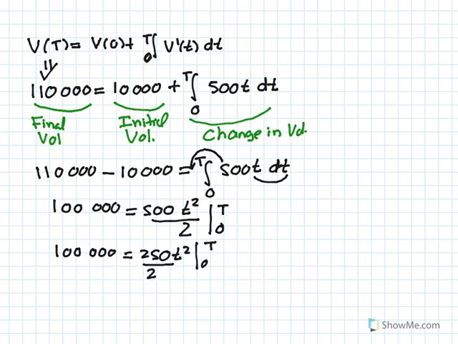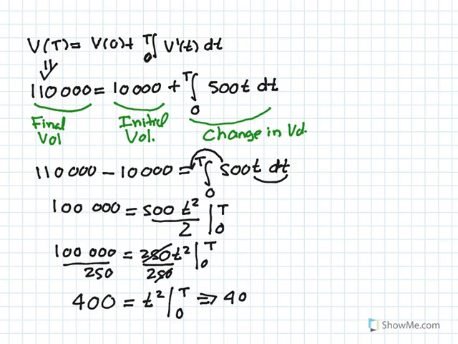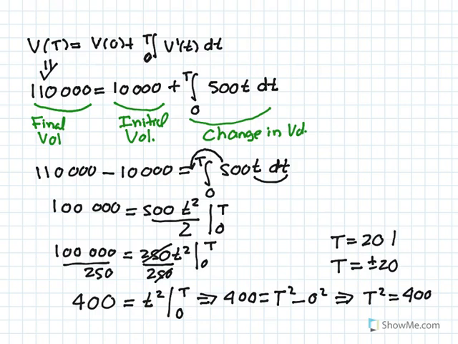Let's divide both sides by 250. The left-hand side will be 400, and the 250 will cancel out, and we get t squared from 0 to T. So now we get 400 is equal to capital T squared minus 0 squared. That gives us T squared is 400. Square root both sides, and we get T is equal to plus or minus 20. Of course, we're only going to take positive time. T is equal to 20 hours. So it takes 20 hours to raise the volume of the oil in the reservoir to 110,000.